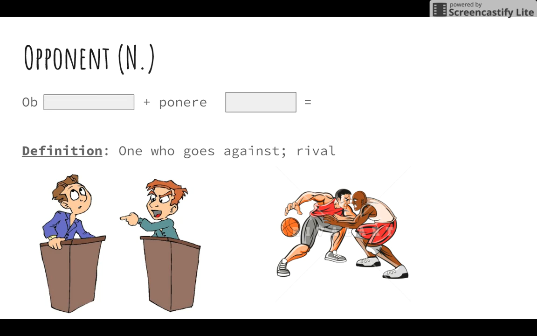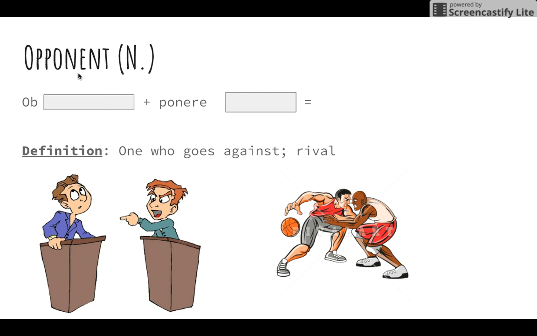Okay, and then the next one is the word opponent. An opponent is a noun, and it means one who goes against or a rival. You probably have heard this word when you're talking about games or in a sport. You always have an opponent. Usually it's one person, and the person who's against you is your opponent.